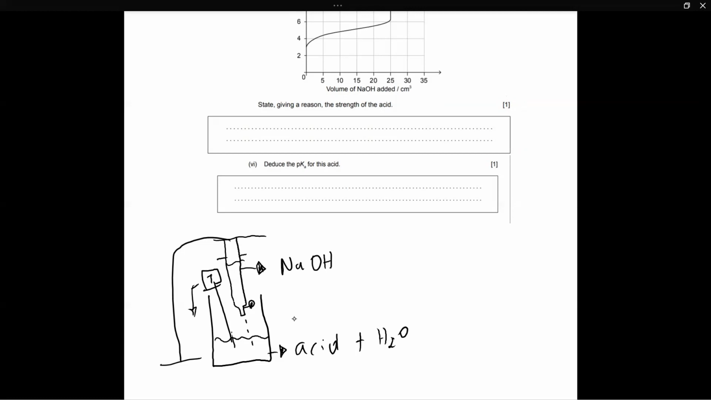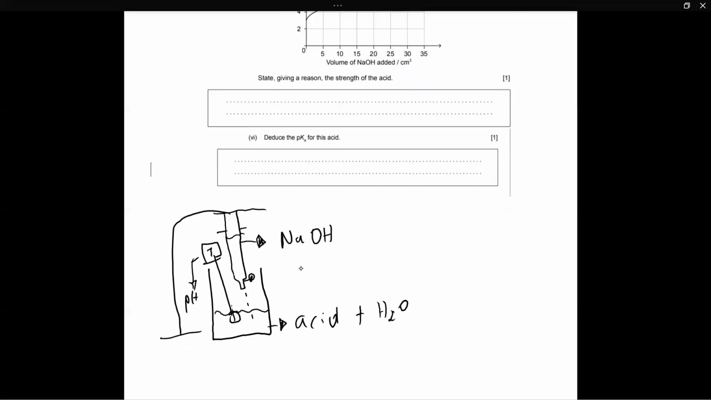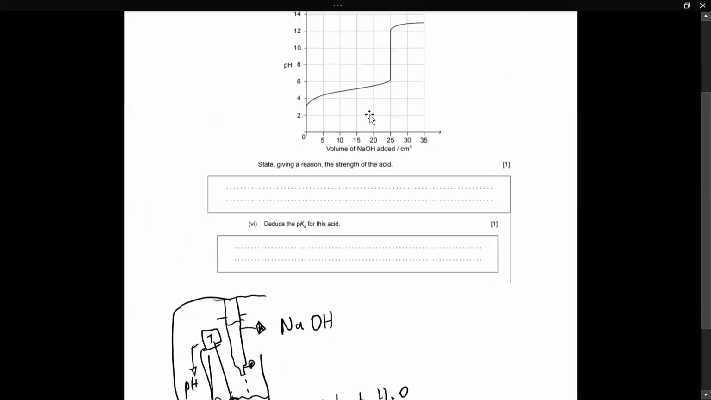This device over here is a pH probe. So it basically monitors the pH of the solution. I don't know if this looks like a pH probe, but I'm just making a random drawing. It monitors the pH of the solution, and it records all the changes that happen in the pH of this acid as you continue to add the NaOH. Usually it's connected by a wire to an iPad or something like that, and that iPad is constantly graphing the change. So this is how we get the graph.